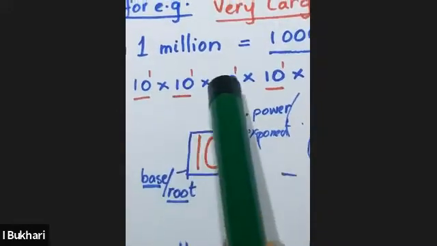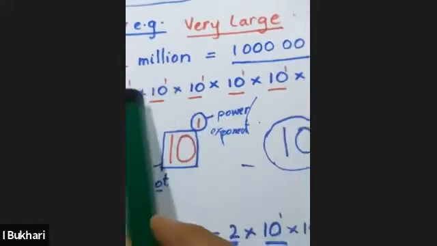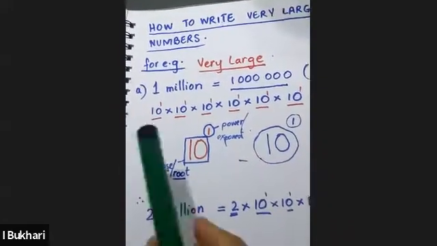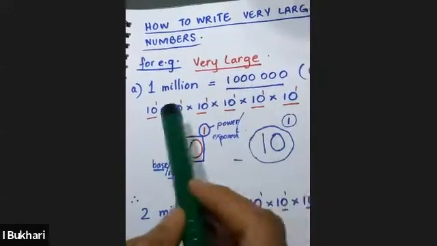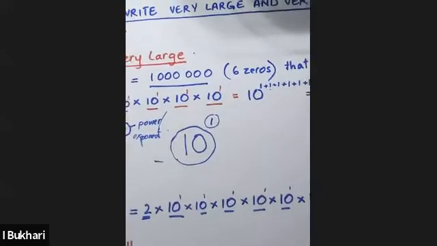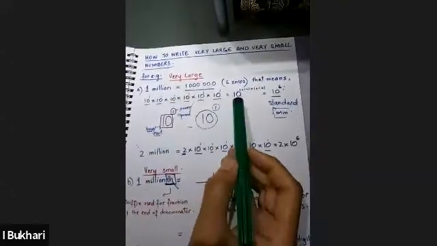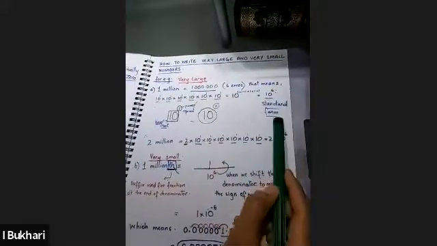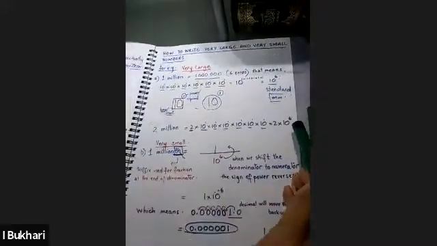And so when the bases or the roots are same, the powers get added. The powers get added, and so because there are 6 tens, and when we add all the powers, we get 10 to the power 6. Okay, and this is called a standard form. I'm just doing a recap, right?